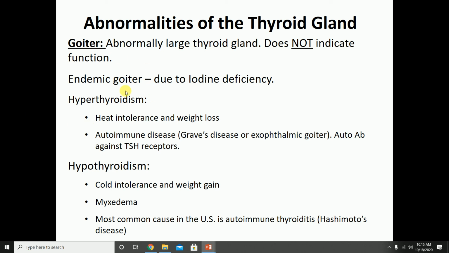Okay, so endemic goiter is due to iodine deficiency, where you could see the goiter will enlarge to try to make more thyroxine, but actually this person has hypothyroidism. So this is an example of how a goiter is just, by definition, a large thyroid, but does not indicate function.